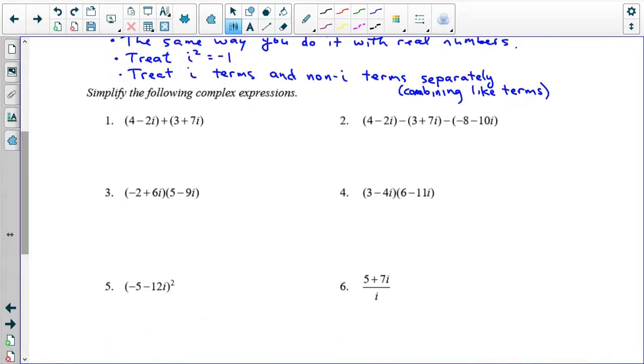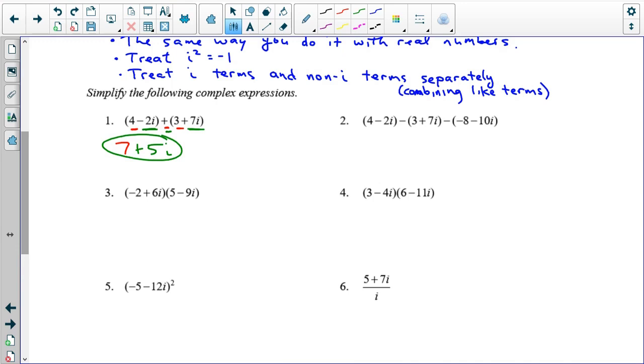So let's do some examples. Number 1, 4 minus 2i plus 3 plus 7i. I'm going to combine the like terms. 4 plus 3 is 7. Negative 2i plus 7i is plus 5i. That's number 1.